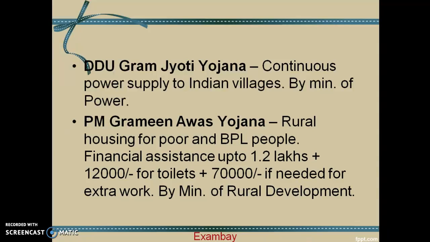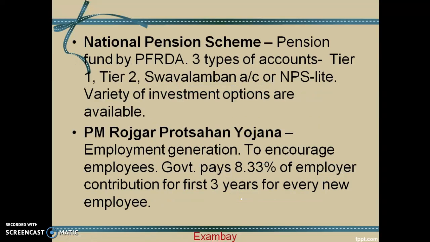Ministries are important. If you are reading some scheme, just note down which ministry this scheme comes under. So this is for Indian villages, power to Indian villages. Then we have Prime Minister Gramin Awas Yojana, rural housing, financial assistance up to 1.2 lakhs plus 12,000, special emphasis on toilets, and 70,000 if you need some extra work to be done, but that will be first inspected if you really need that. It comes under the Ministry of Rural Development.